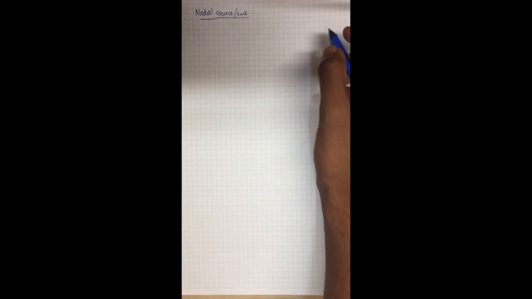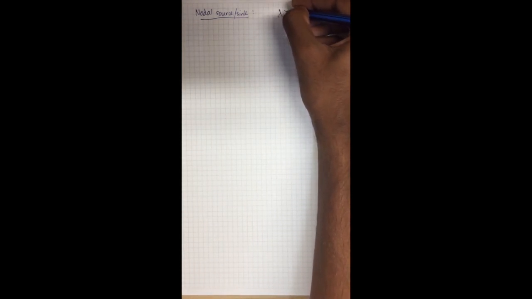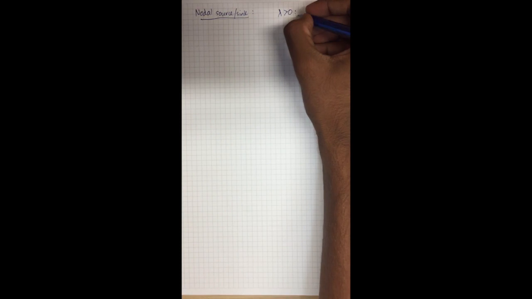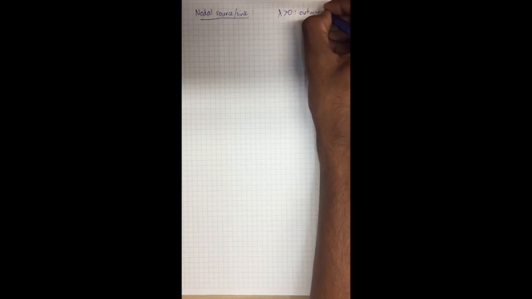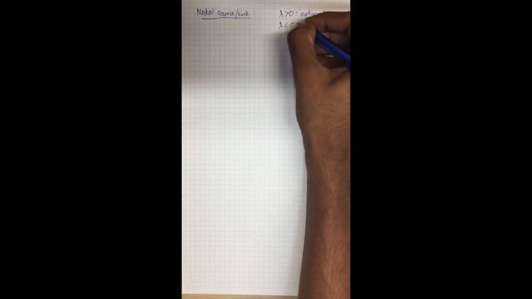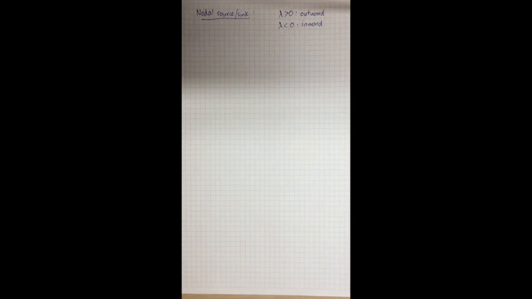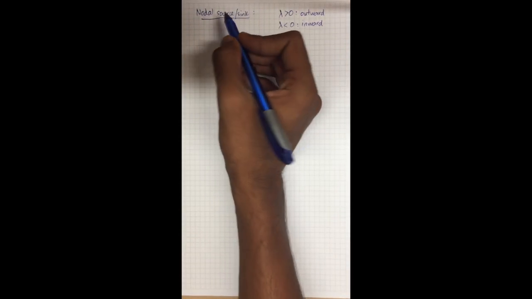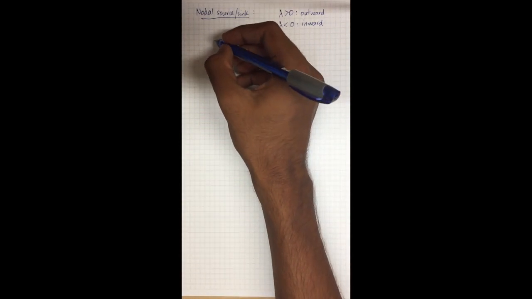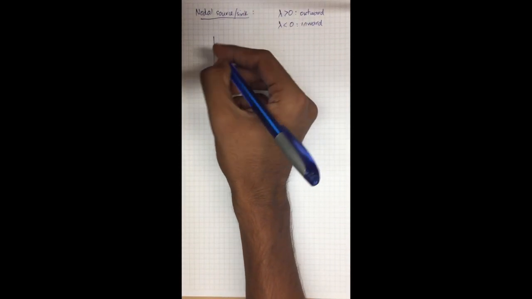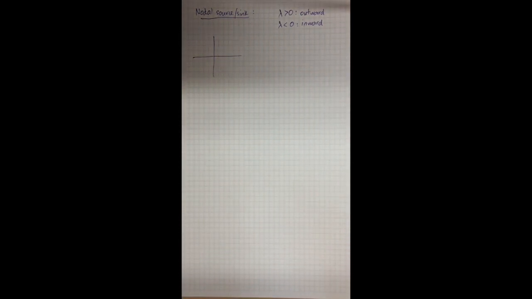a common thing which we should remember is, if lambda is greater than 0, we say that it goes outward or away from the origin. And if lambda is less than 0, it's going to come inward or towards the origin. So this is the basic thing. Source means where it starts, so a nodal source would be something that goes from the origin to infinity. That's how it is going to be.